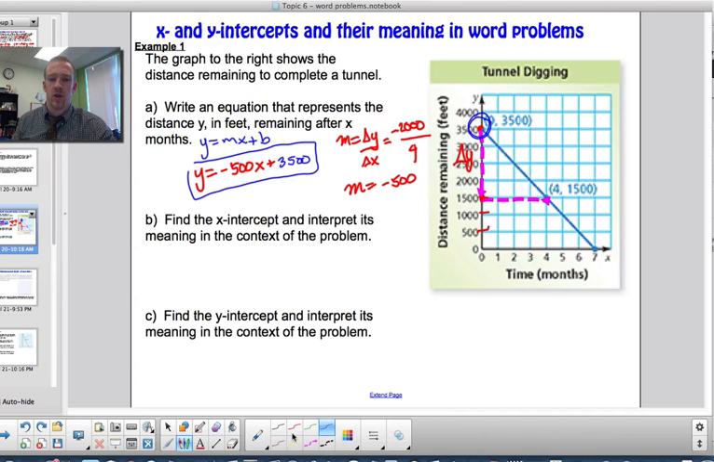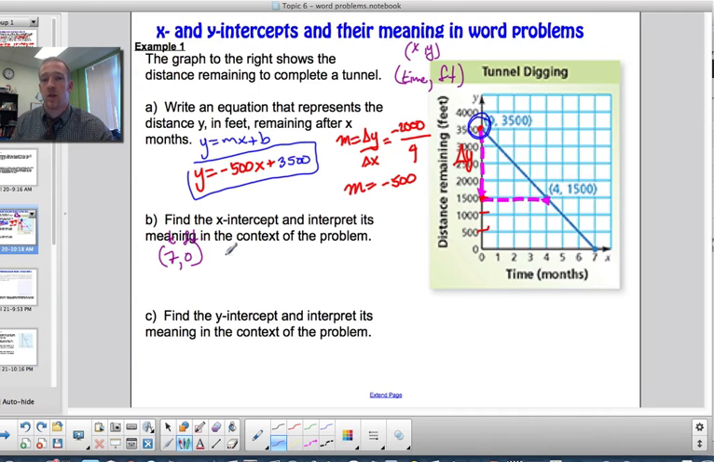So throughout this, it's a really good idea to think of what the x stands for and what the y stands for. Here, the x is time, and the y is feet, or feet left to dig. So here, the x-intercept is when time is 7, and there's 0 feet left to dig, right? This is time, and this is feet. So that means after 7 months, there are 0 feet left to dig.